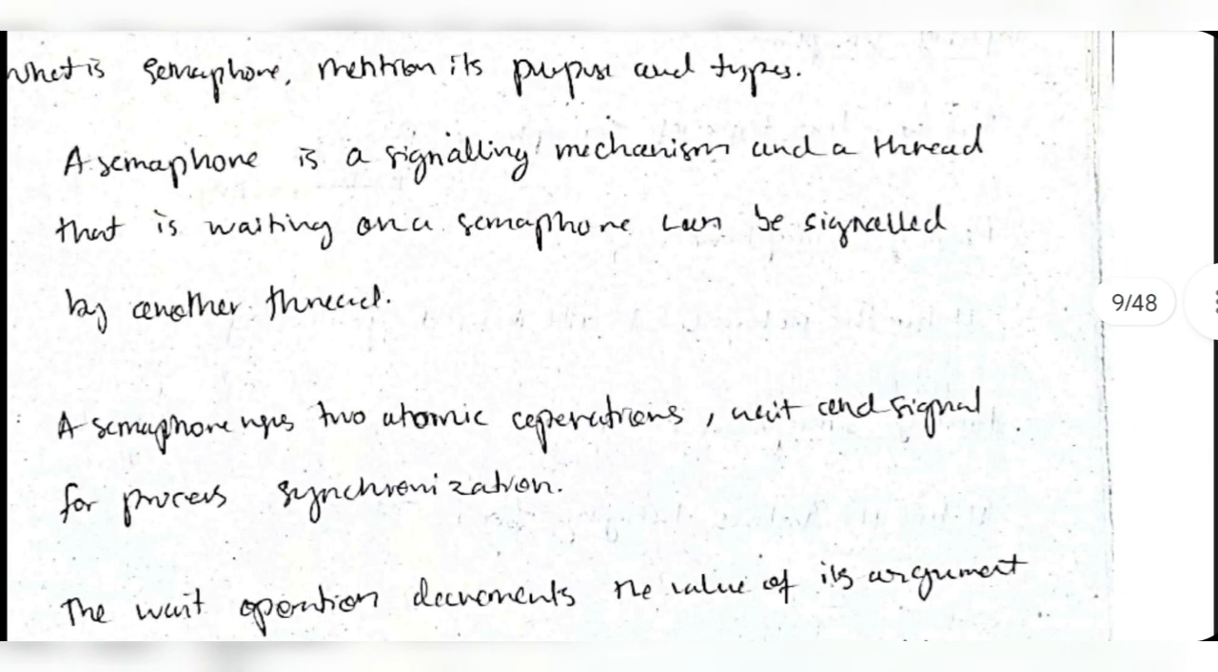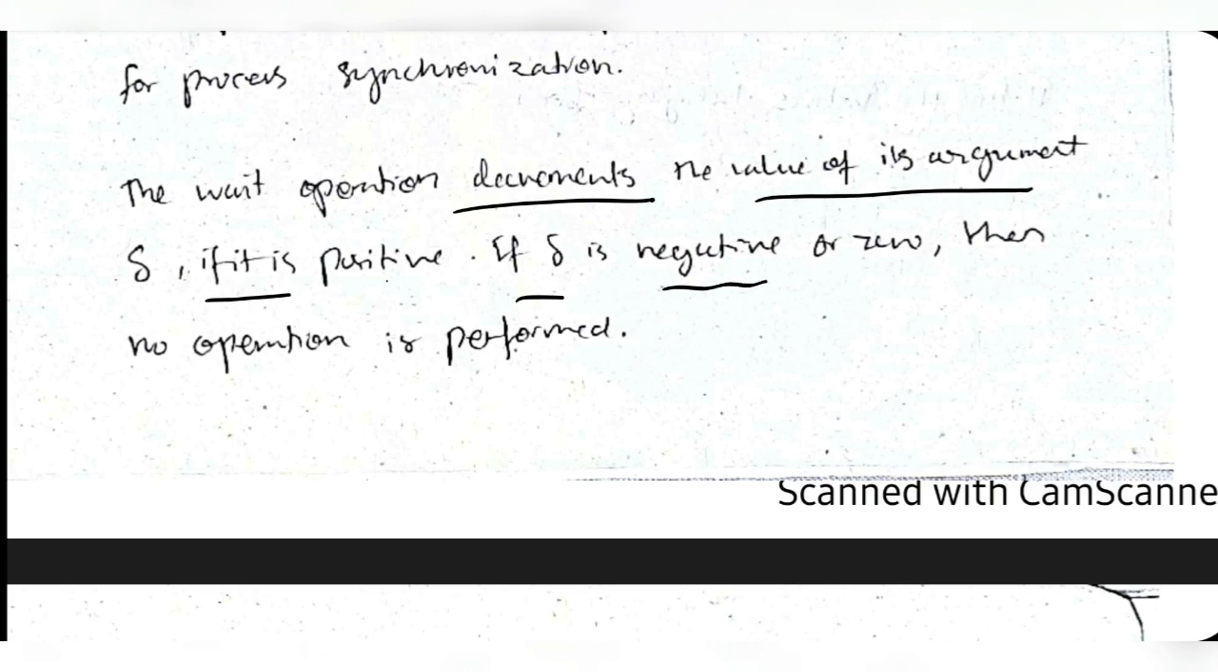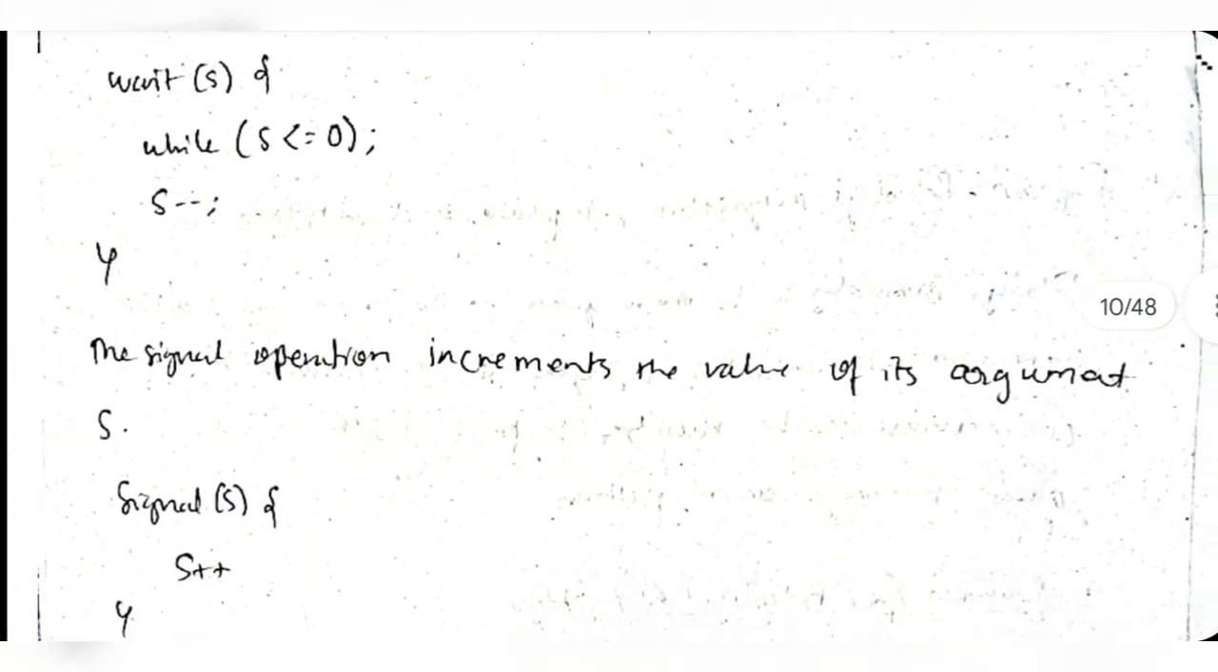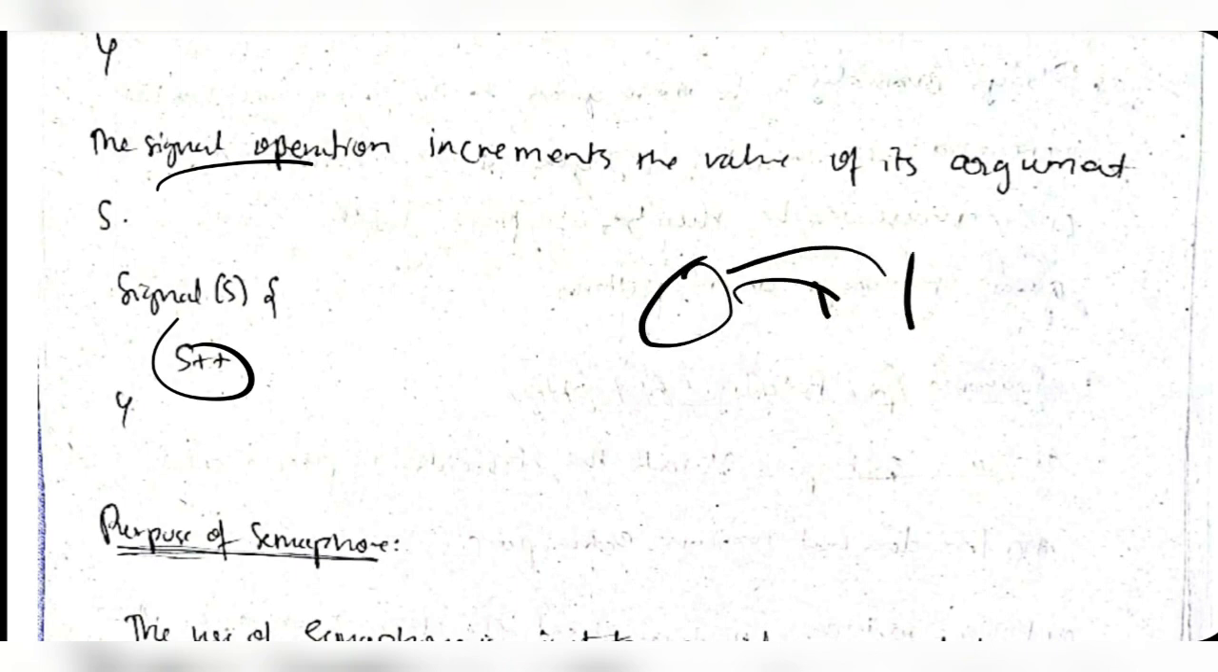Okay, so that's what semaphore is for, having the synchronization between the two atomic operations. Instead of lock and unlock, we will be using wait and signal. The wait operation decrements the value of the argument, and if it is negative or 0, there is no operation performed. So this is the code part here. Wait of s, s minus minus will happen, and if the signal operation happens, it will do s plus plus. Okay, just changing from 0 to 1 and 1 to 0.